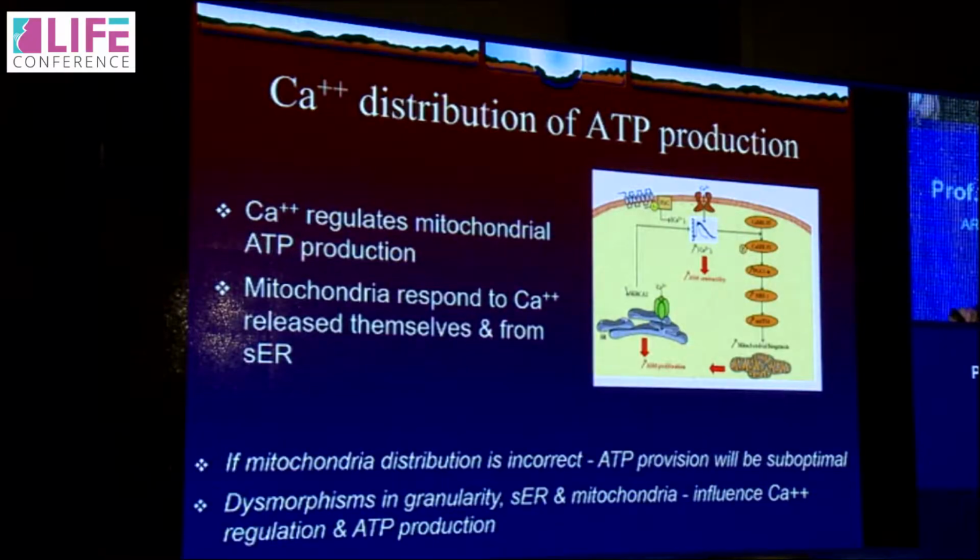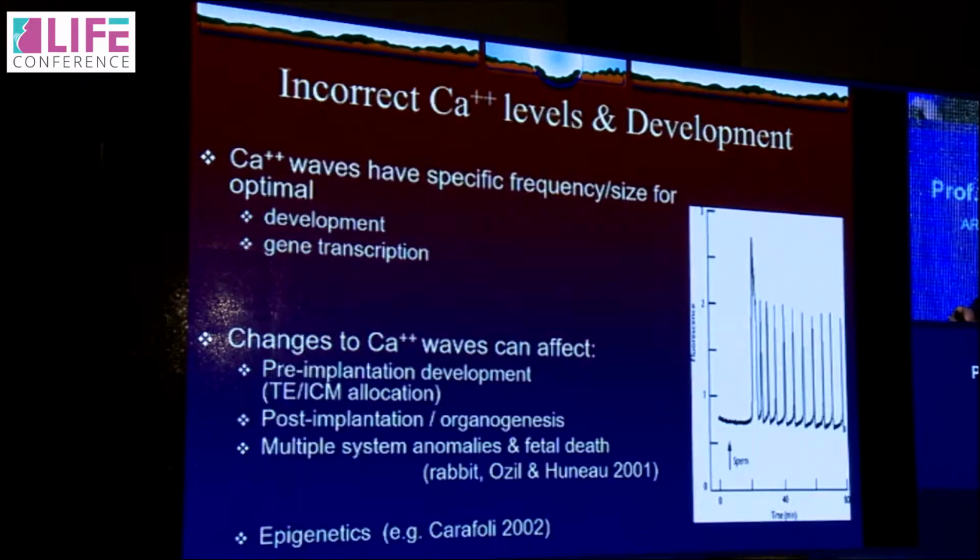Continuing from the last session, we know that calcium is needed at activation, and the mitochondria respond to calcium themselves and to signals from the SER. So if the mitochondria distribution is incorrect, ATP provision is suboptimal and the calcium won't be available for the correct continuation of meiosis.